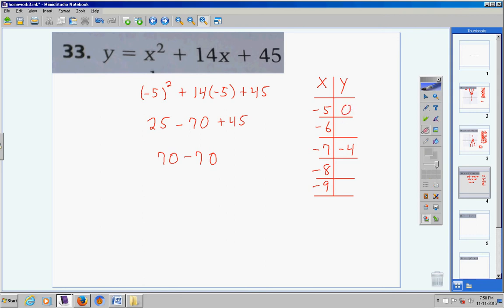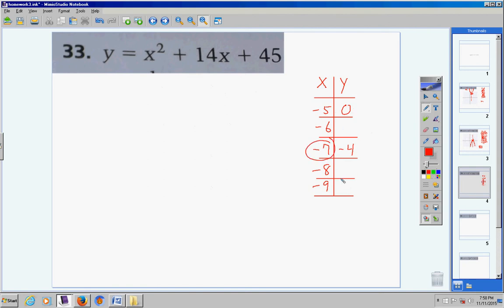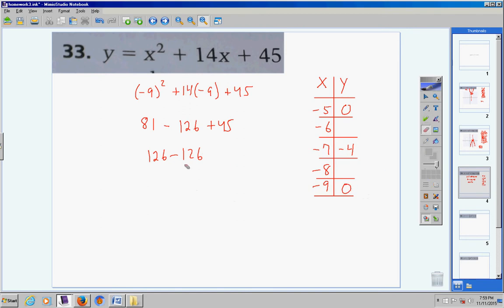Okay? Now, because I have a whole number right here, that means this number here should match this number down here. So I'm going to put negative 9 in for x next. Negative 9. So negative 9 quantity squared. Positive 14 parentheses negative 9. Positive 45. Okay? 9 times 9 is 81. Positive times the negative is negative 126. Bring down your positive 45. Add your two positives together and you get 126 minus 126. 0. That's awesome. Good. Moving on.